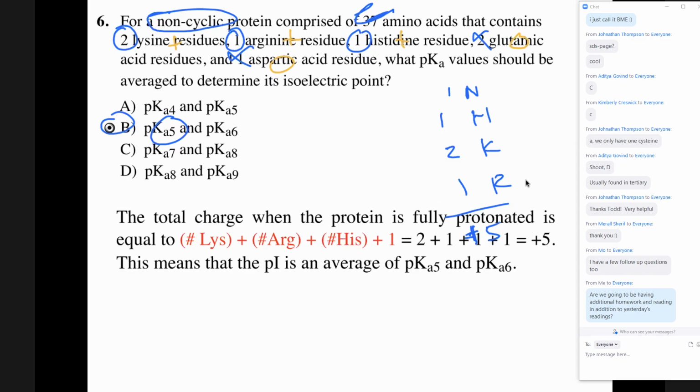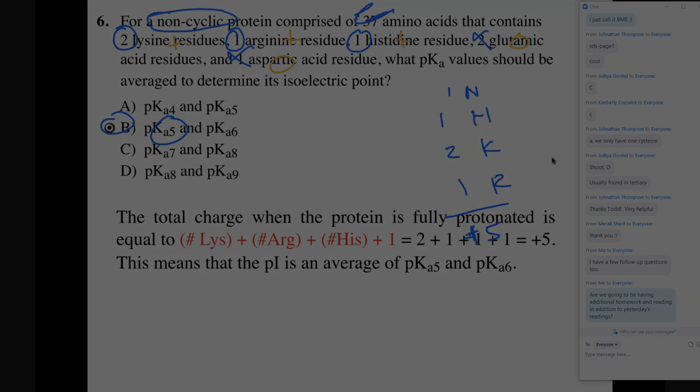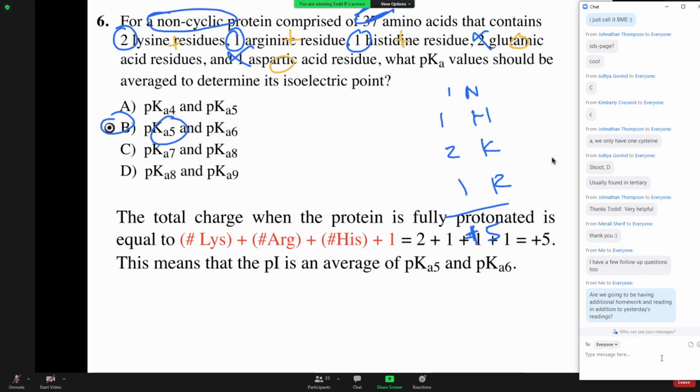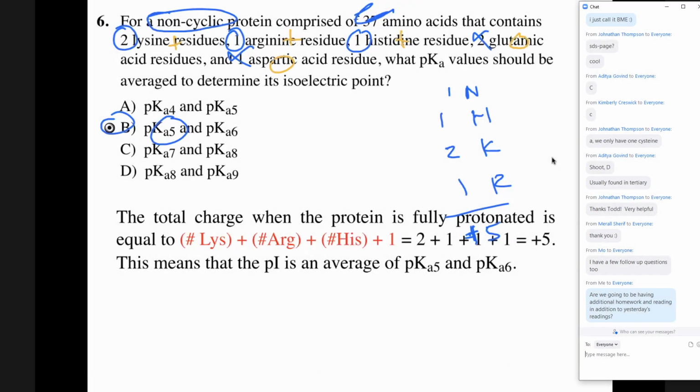Todd, I have a quick question. Will we be looking at buffers in a different lecture? Yes, exactly. So yeah, the acid-base lecture, that's why the acid-base lecture was supposed to come first, and titration curve, because yeah, that becomes critical. But yes. Okay, great. Thank you.